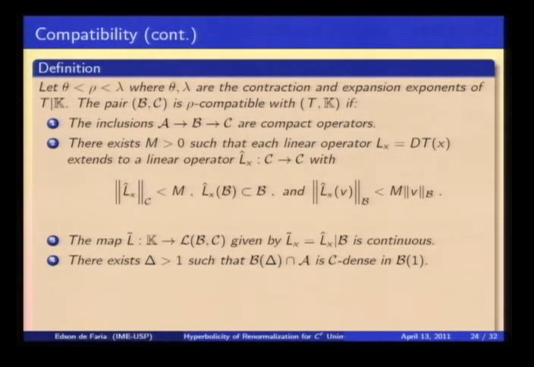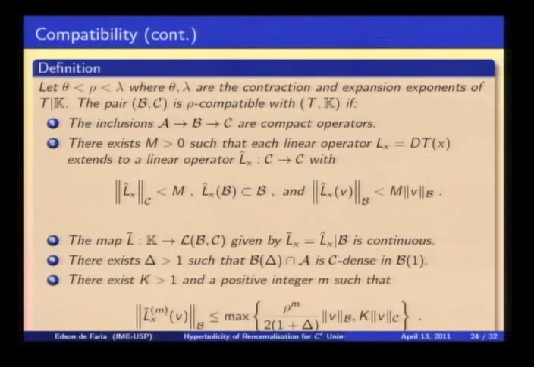It says that elements of the unit ball of B can be approximated in the C norm by elements of A, which have bounded B norm, bounded by some constant that in general is greater than 1. This is a technical condition, but it's very much necessary for the proof.